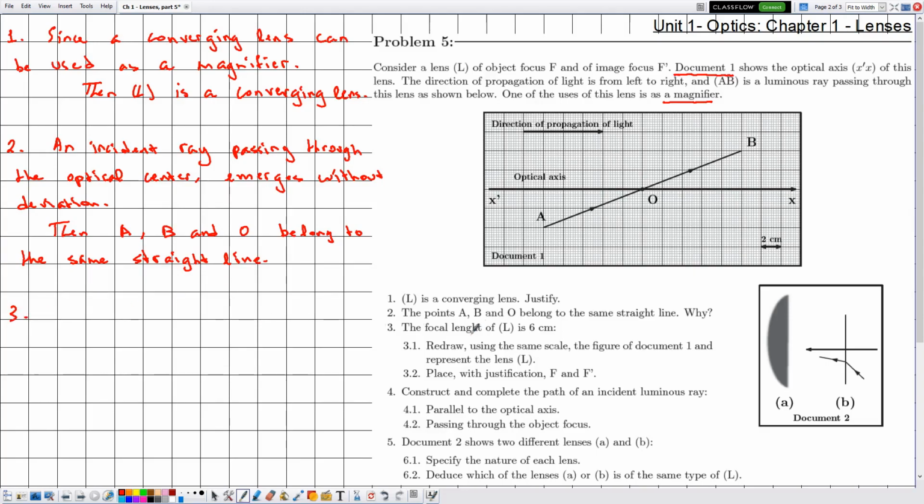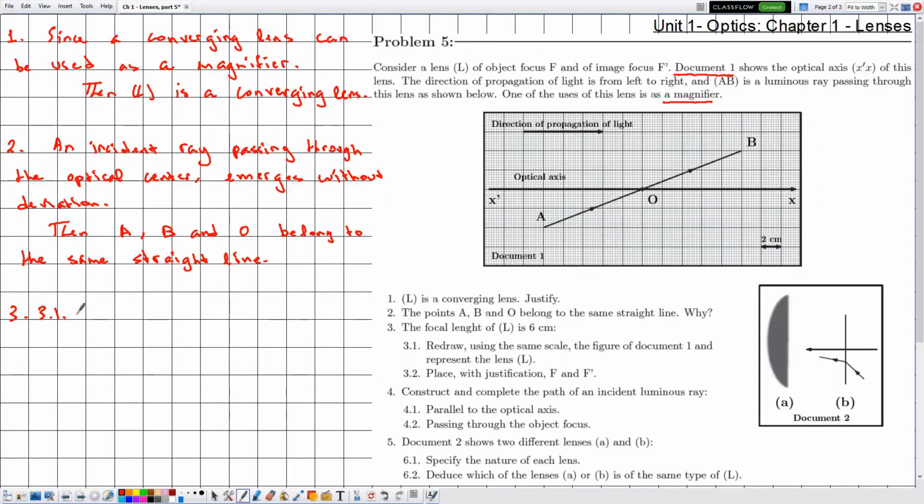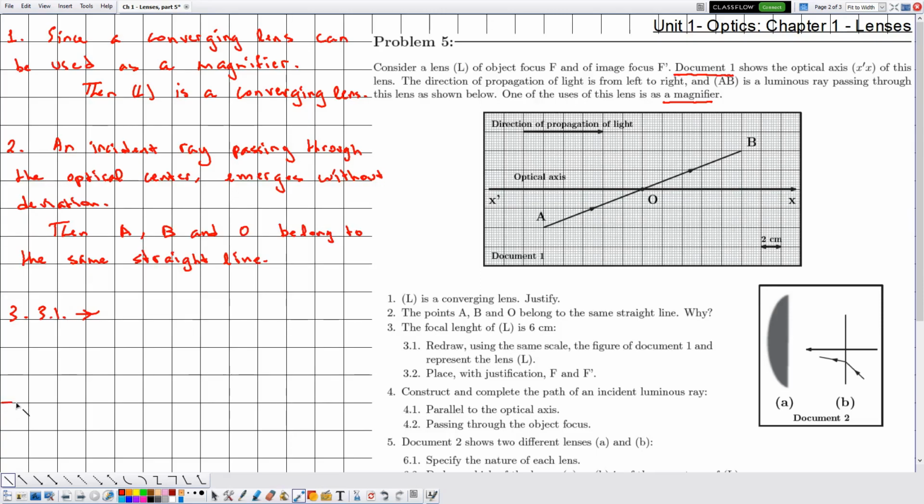And now in number 3, they are telling me that the focal length of L is 6 centimeters. In 3.1, they are telling me redraw using the same scale the figure of document 1 and represent the lens L. So 3.1. So notice that here the direction of propagation of light is from left to right. And whenever we need to redraw, we always start by drawing the optical axis at the center, having the same direction of propagation of light, which is from left to right.